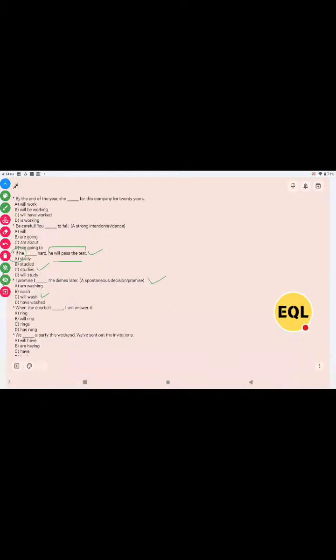The next is when the doorbell dash, I will answer it. Okay, here are two clauses. I will answer it is one clause, and the preceding is the second clause. If one clause is in future indefinite, the clause that says I will answer it, will and first form, so this is future indefinite. So in the previous clause we shall use present indefinite.